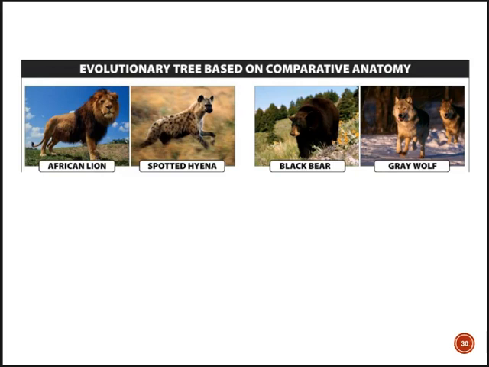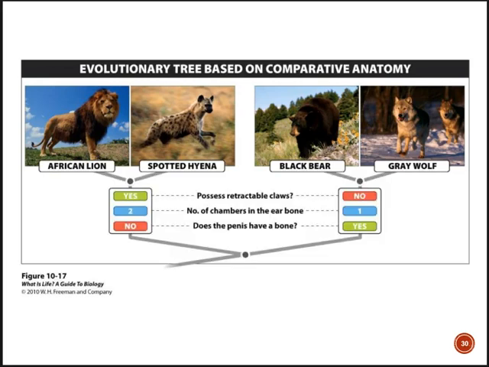And so let's compare some anatomy. It turns out that African lions and spotted hyenas have retractable claws, and black bears and gray wolves don't. So that's one thing that lumps these 2 together and these not. We could look at some esoteric kind of things like the number of chambers in their ear bones. These guys have 2 chambers, these guys only have 1 chamber.